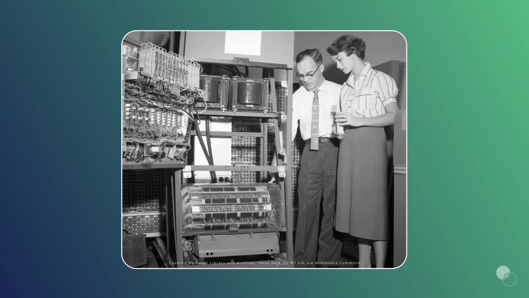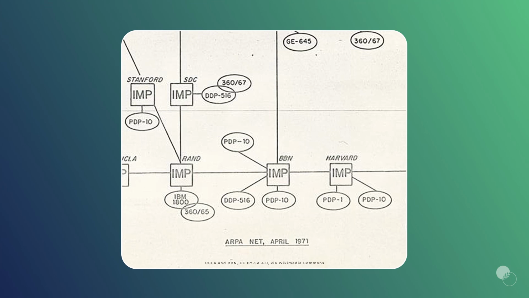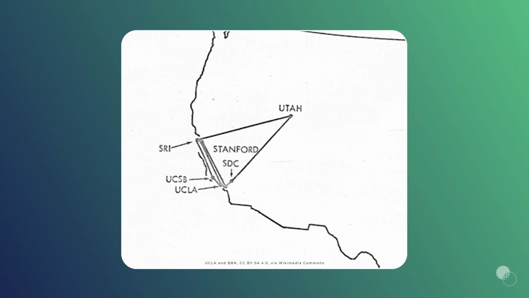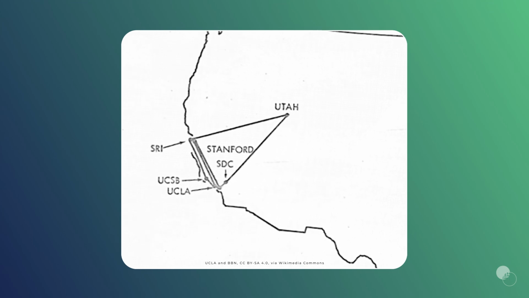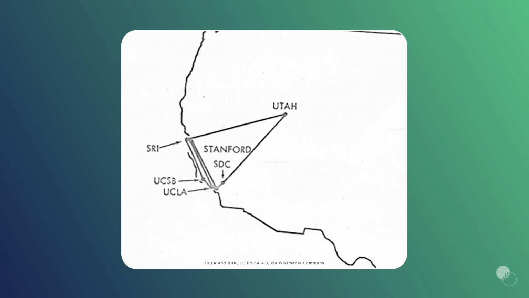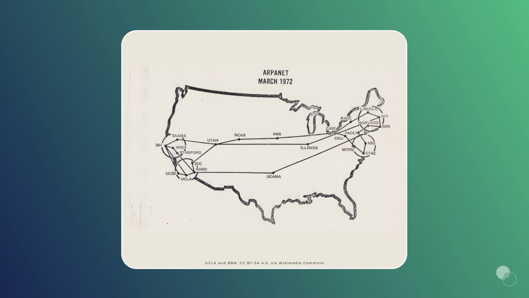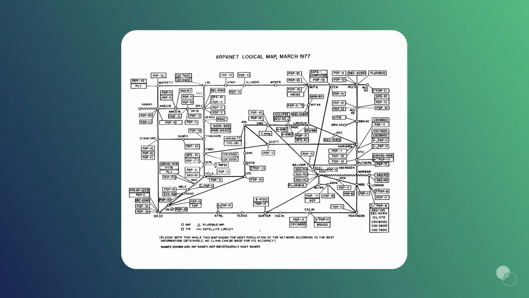They called the project ARPANET, the Advanced Research Projects Agency Network, and its first successful iteration in 1969 connected 4 different locations: the University of California, Los Angeles and Santa Barbara, the Stanford Research Institute, and the University of Utah School of Computing. From there, the network continued to grow until in 1977 it looked something like this.